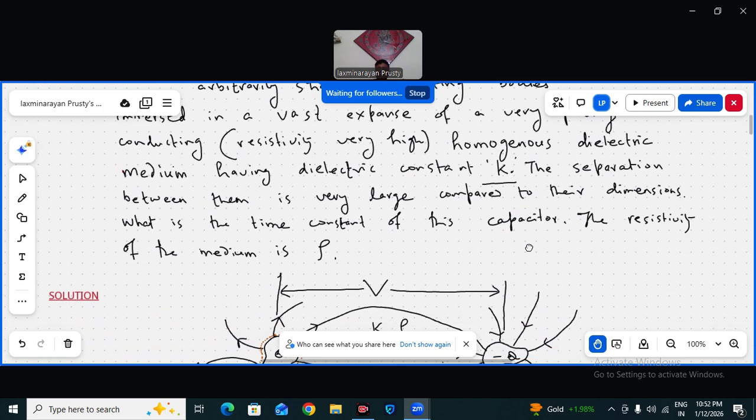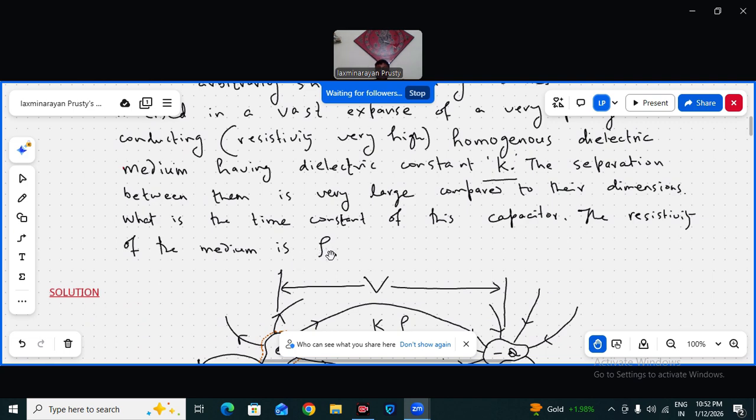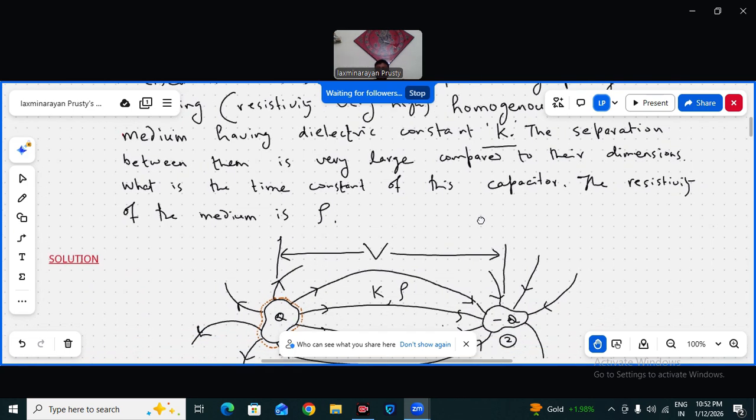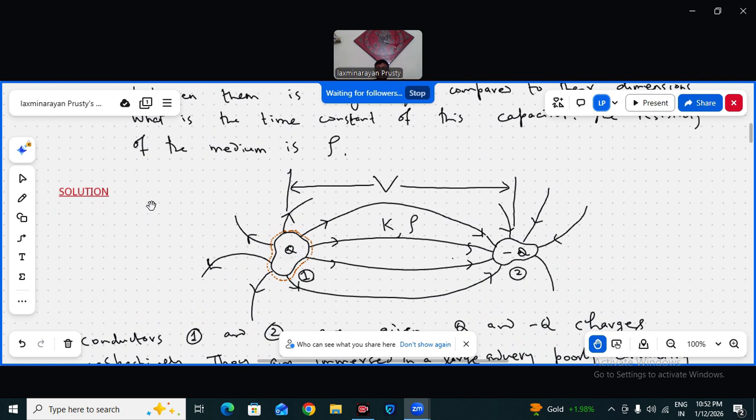The resistivity of the medium, rho, is very high. So I have drawn this. The whole space is a very vast expanse of dielectric medium, but poorly conducting. It means some conduction can take place, maybe very little, but still not zero. So a very minuscule current can flow. If I maintain a potential difference V between them, a minuscule current can flow. I won't say current is zero.